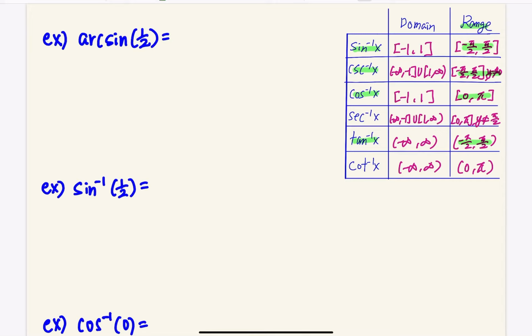And range of secant inverse is between 0 and pi. Pi over 2 is not inclusive. And range of cotangent inverse is between 0 and pi. Okay. Based on these domain and range, let's try first example question.